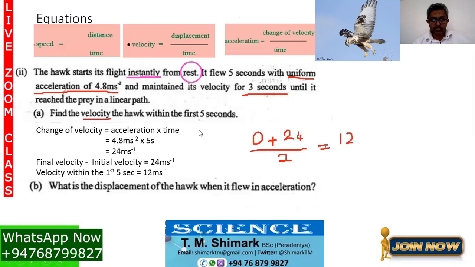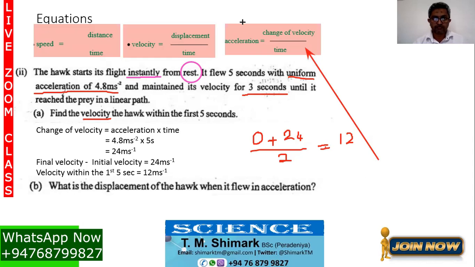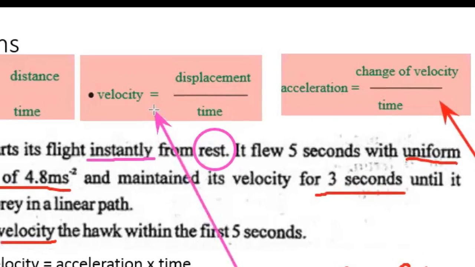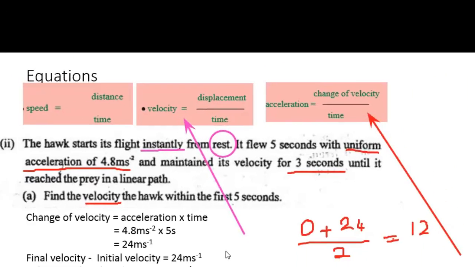And then the next question is, what is the displacement of the hawk when it flew in acceleration? Acceleration is there. Can we find the displacement using this equation? No, we cannot. You have to think of a different equation, that is, velocity equals displacement divided by time. That's why we earlier found out the velocity, right? Displacement and time are there, so using this equation we can find that answer.